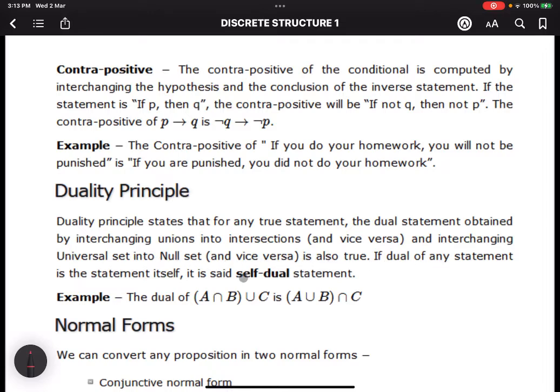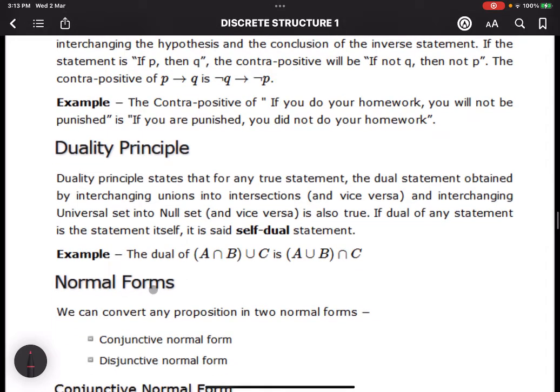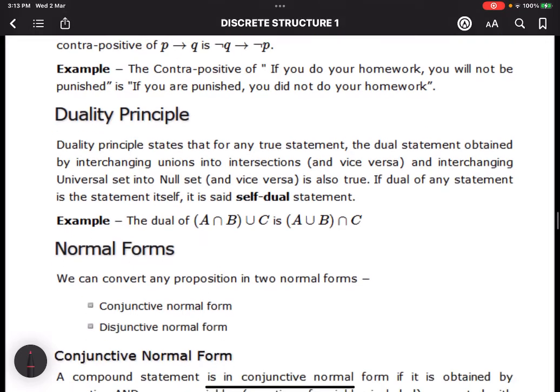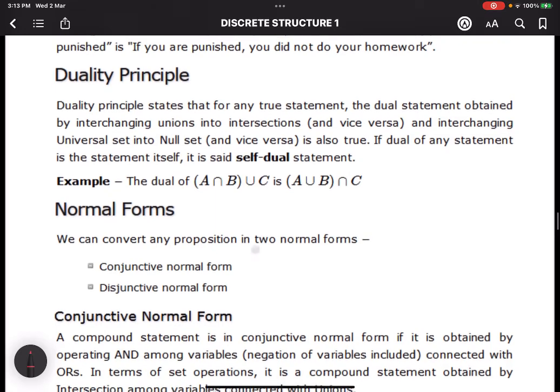If the dual of any statement is the statement itself, it is said to be a self-dual statement. Example: the dual of the dual of the intersection of A and B, union C, is the union of A and B, intersection C. So, when we reverse and interchange them and they come out the same, that is an example of the duality principle. Normal forms: we can convert any proposition into normal forms.